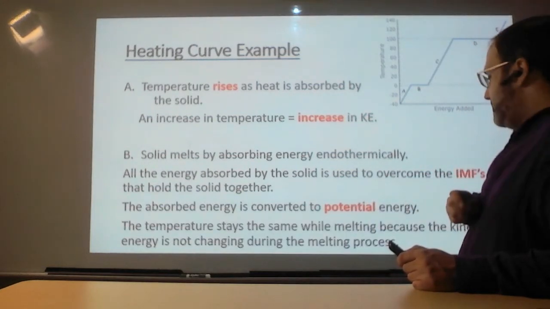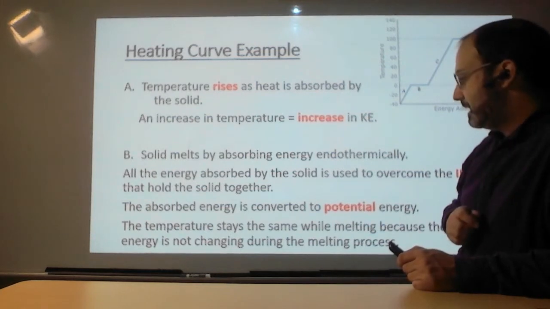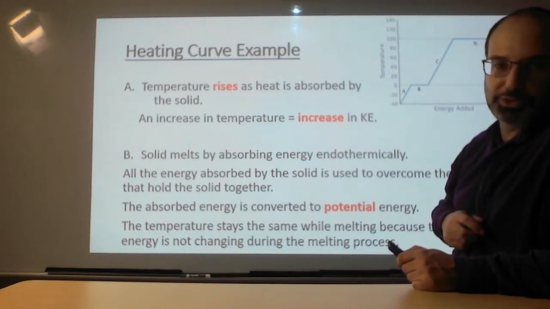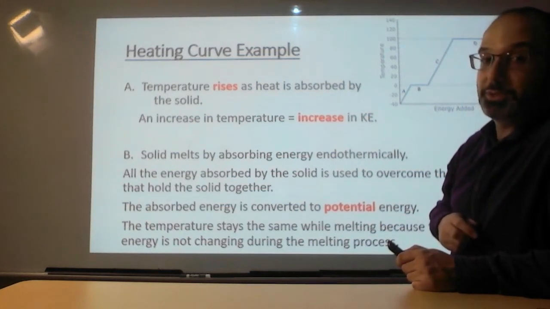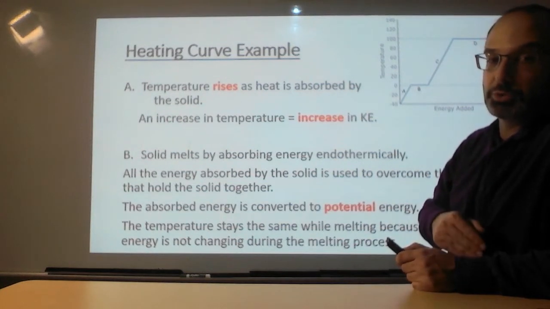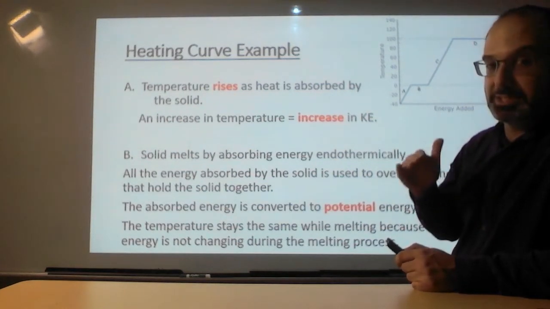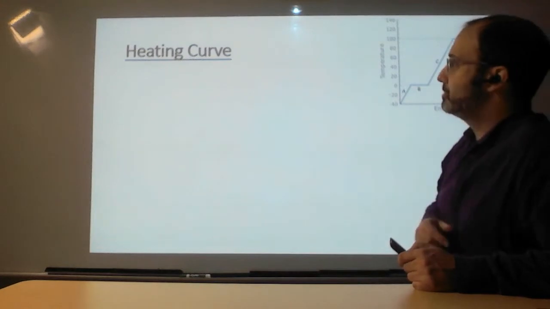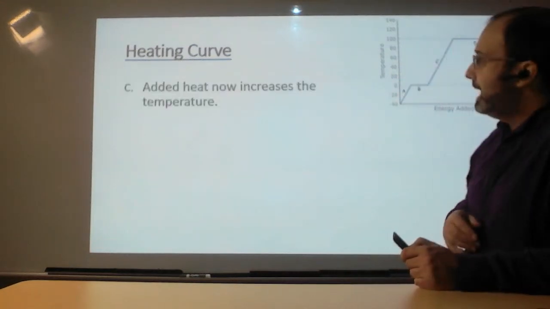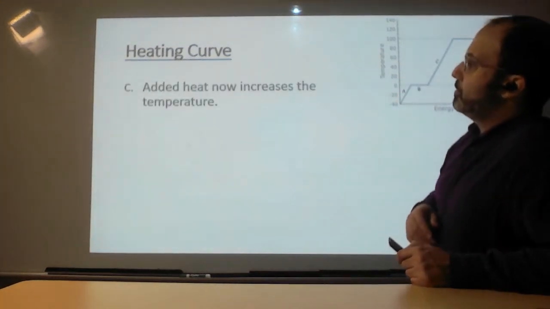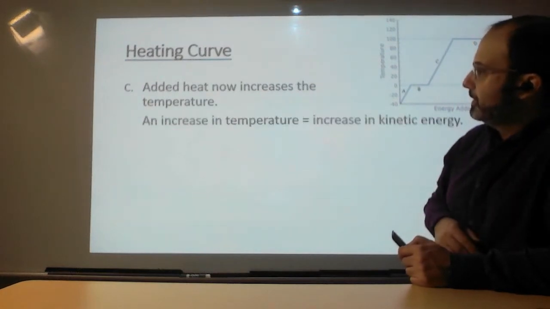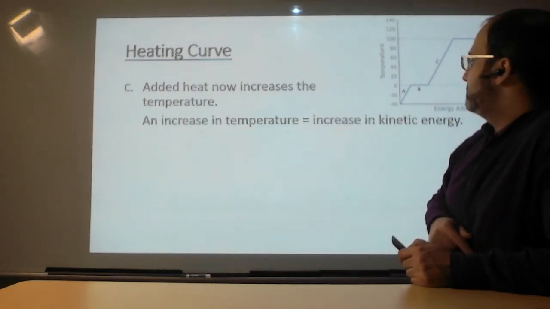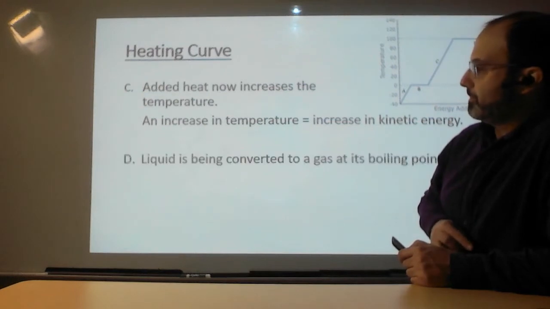The temperature stays the same while melting because the kinetic energy is not changing during the melting process. So while something is melting, it does not get hotter or colder, right? During a phase change, it stays exactly the same, which is kind of counterintuitive, or at least it feels like it. At point C here, we get to add more heat now and increase the temperature. An increase in temperature means an increase in the kinetic energy, just like before.